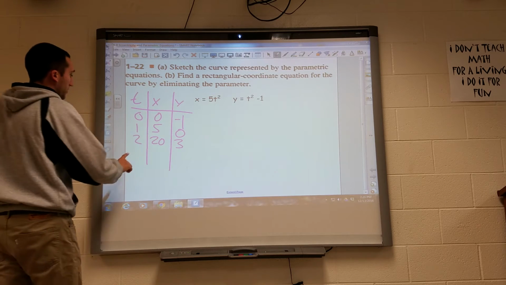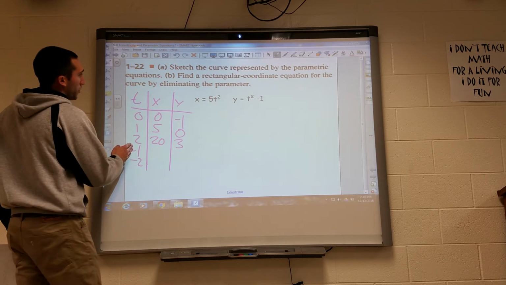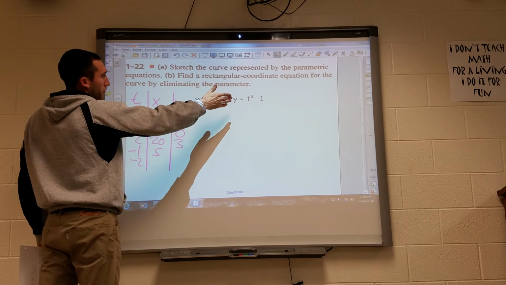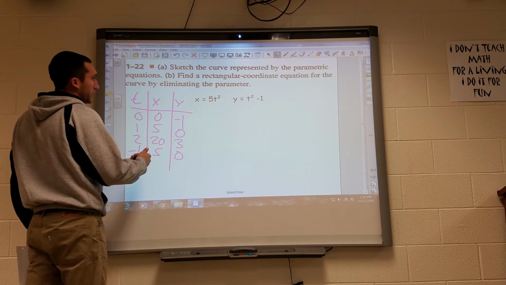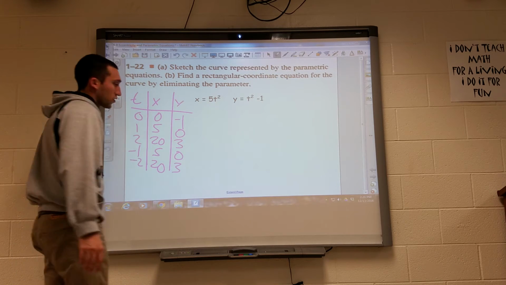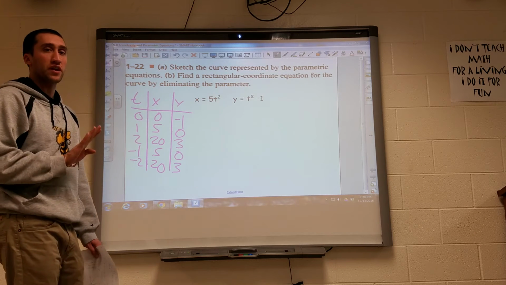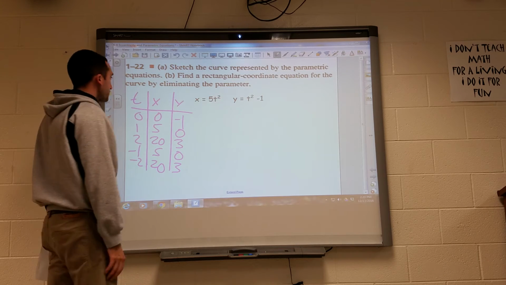So let's see what happens if I make my t negative. If I plug a negative 1 into my x, I still get 5. And if I plug a negative 1 in for my y, I still get 0. And if I plug a negative 2 in, I still get 20, and I still get 3. So we can see that by going negative, that's really not changing any values. We're still going to get values that start at x equals 0 and go to the right.